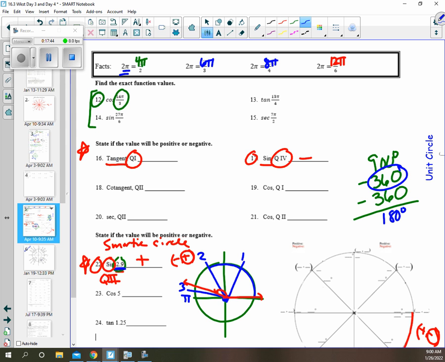So the first thing I need to do is figure out where 14 pi over 3 ends up. I'm going to start doing what I did over here in degrees, but I'm going to do it in radians. So what's one complete cycle? I'm going to be subtracting that 2 pi. I'm going to subtract off a revolution, see if that gets me to a number I recognize.